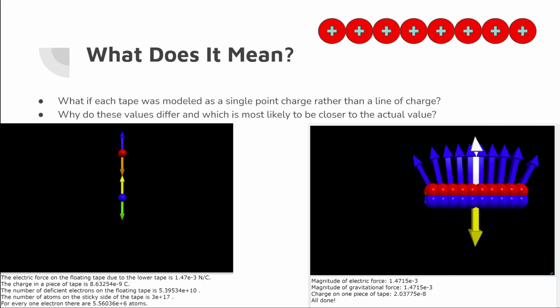Our value of Q would get more accurate if we were to increase the number of charged particles to a much larger value, or to take a limit as the number of particles went to infinity.